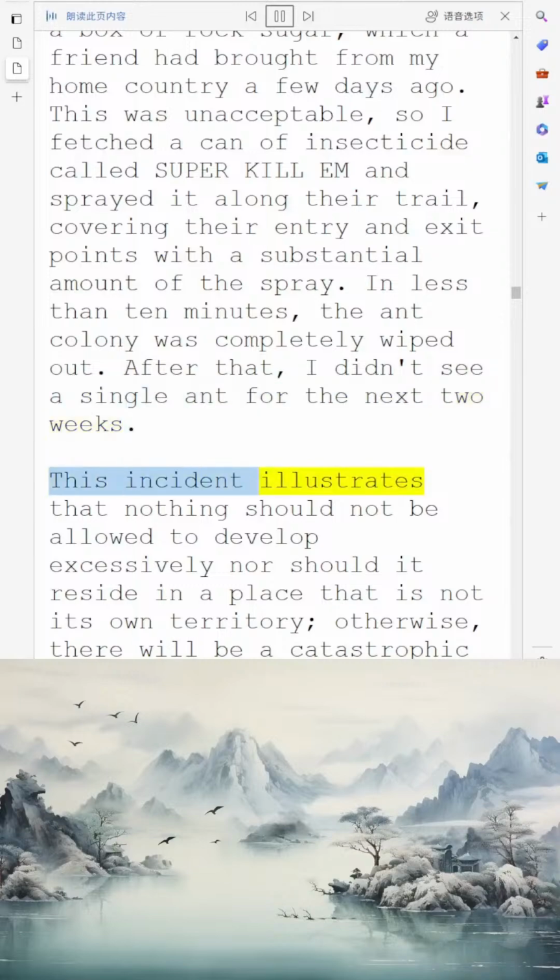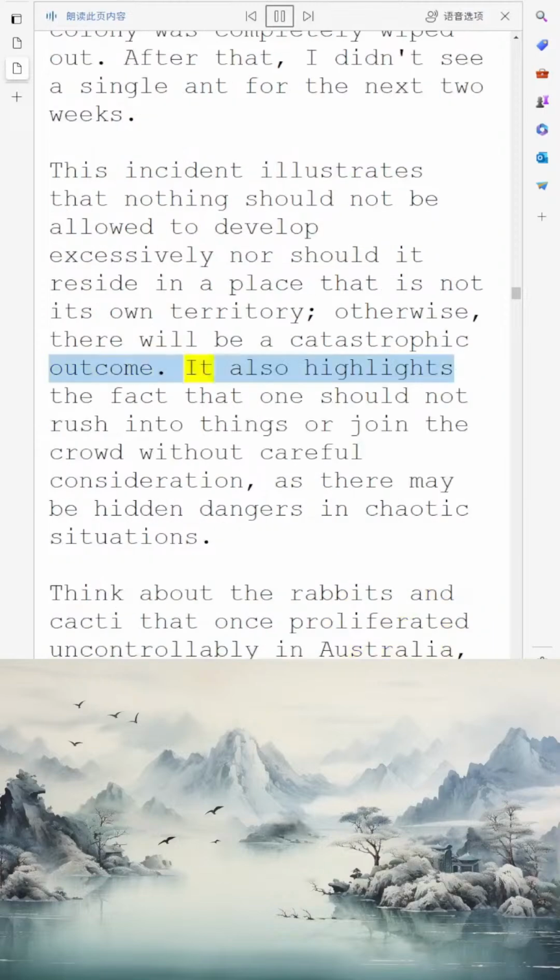This incident illustrates that nothing should be allowed to develop excessively, nor should it reside in a place that is not its own territory. Otherwise, there will be a catastrophic outcome. It also highlights the fact that one should not rush into things or join the crowd without careful consideration, as there may be hidden dangers in chaotic situations.